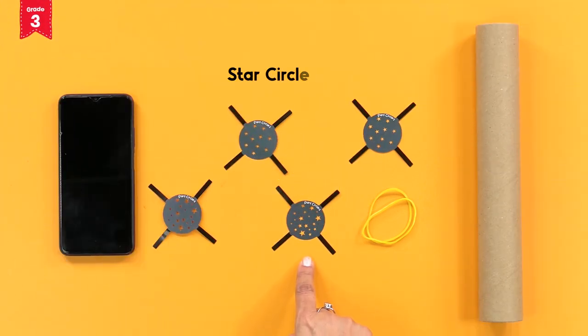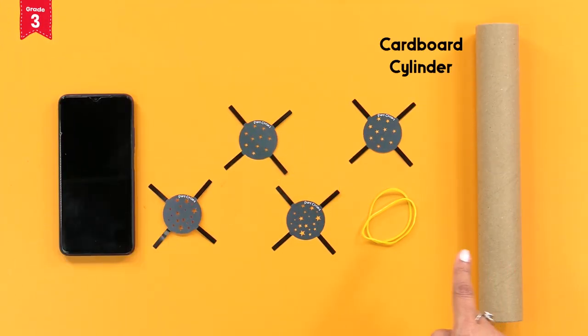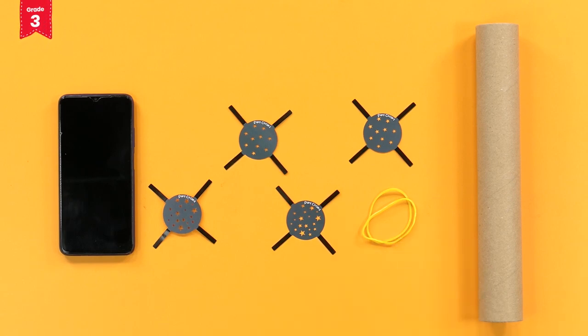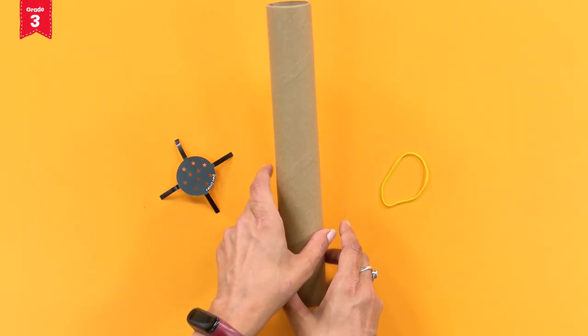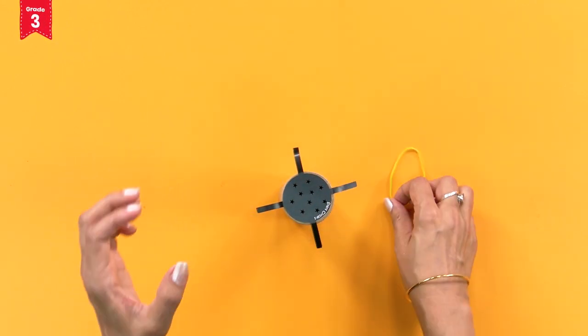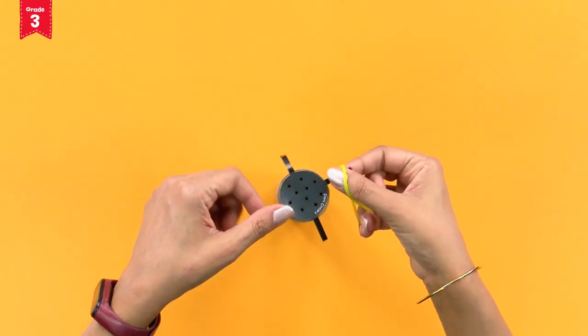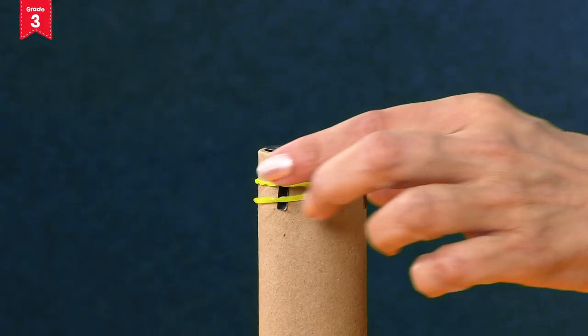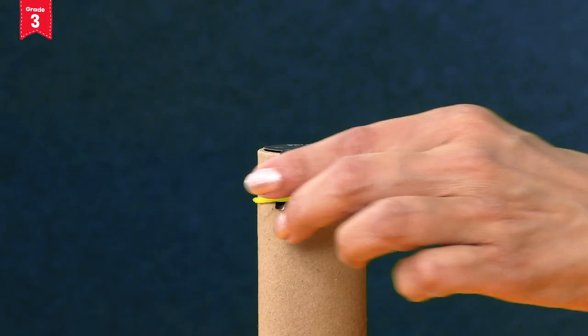Take out the star circles, cardboard cylinder and rubber bands from the Stars and Constellation Activity Kit. You'll also need a mobile phone with a flashlight from your home. Take the star circle one and fix it on one end of the cardboard cylinder using a rubber band. You can also use a sellotape to fix this.